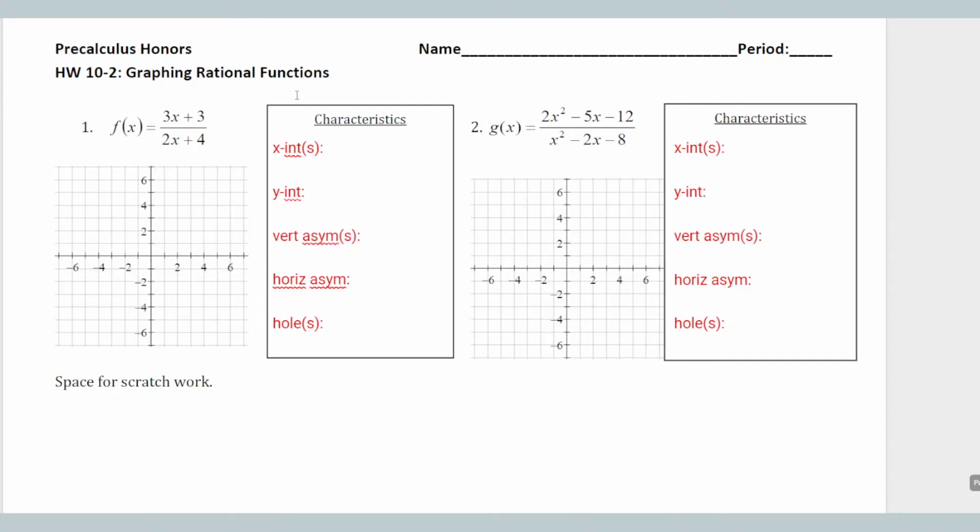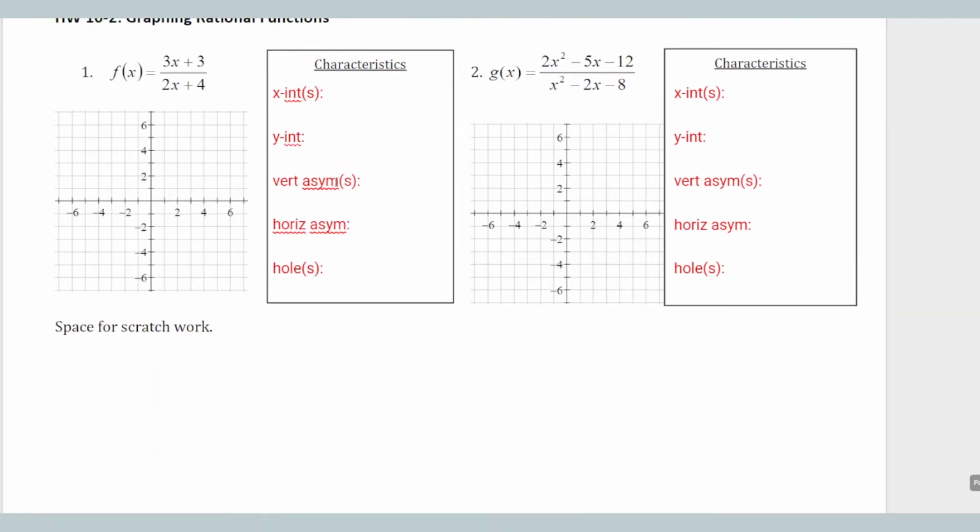So let's go through all the steps on how you find these characteristics, and then we'll put them on the graph after we find everything. So let's start with the x-intercepts. To find the x-intercepts, you're going to set the numerator equal to 0.